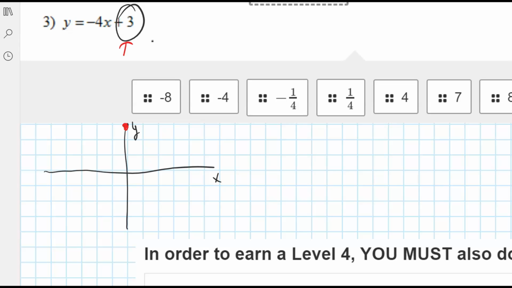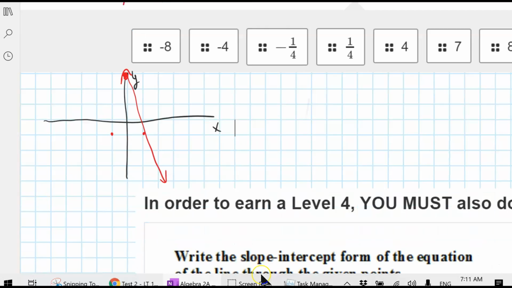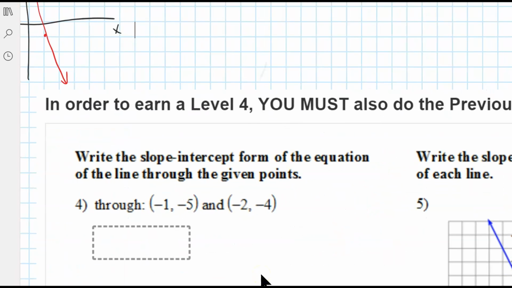3. Our slope, rise over run. We're going to go down 4 over 1. 1, 2, 3, 4. We're either going to go over 1 that way or over 1 that way. According to this, it needs to be a negative slope. So if I were to go this way, going from left to right, that's a positive slope. So we're going to go this way. Should match your graph.